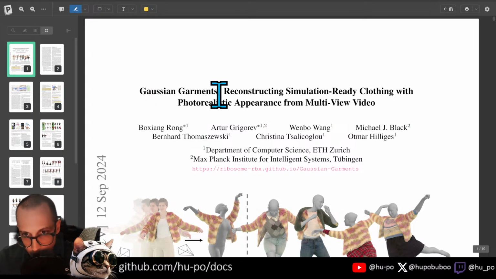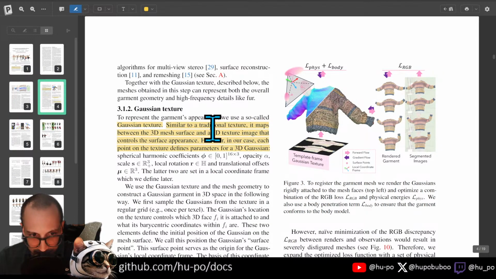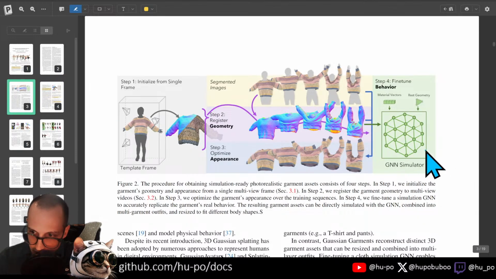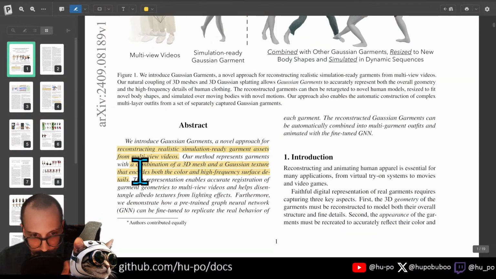One paper that I thought was interesting, moving in that direction, is this one here, Gaussian Garments: Reconstructing Simulation-Ready Clothing with Photorealistic Appearance from Multi-View Video. It's a little bit complicated because they have a bunch of other stuff they're doing, which is probably not super important, but ultimately they put little Gaussians at each of the points in a texture, right? They have some mesh texture representation, there are little vertices, and they initialize the Gaussians to each of those points. They reconstruct realistic simulation-ready garment assets from multi-view videos, a combination of a 3D mesh and a Gaussian texture that encodes both the color and the high-frequency surface details.